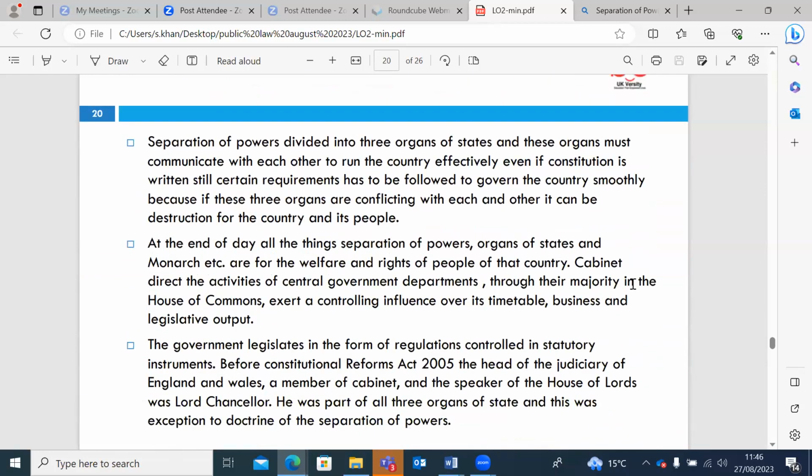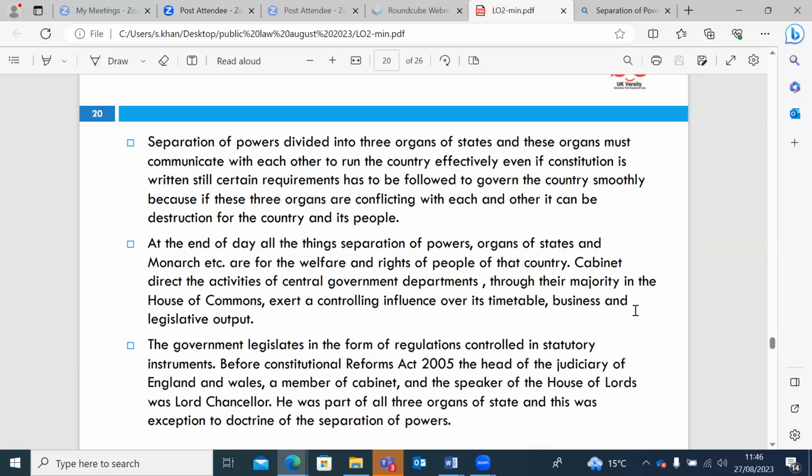Separation of powers divides the state into 3 organs, and these organs must communicate with each other to run the country effectively. Even if the constitution is written, still certain requirements have to be followed to govern the country smoothly, because if these 3 organs are conflicting with each other, it can be destruction for the country and its people. At the end of the day, all these things, separation of powers, organs of state and monarch, are for the welfare of the rights of people of that country.